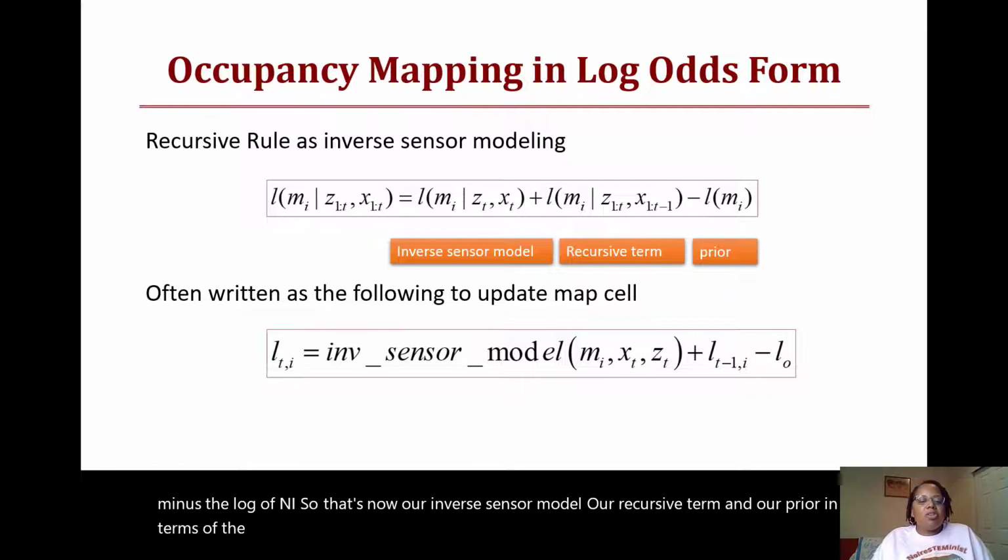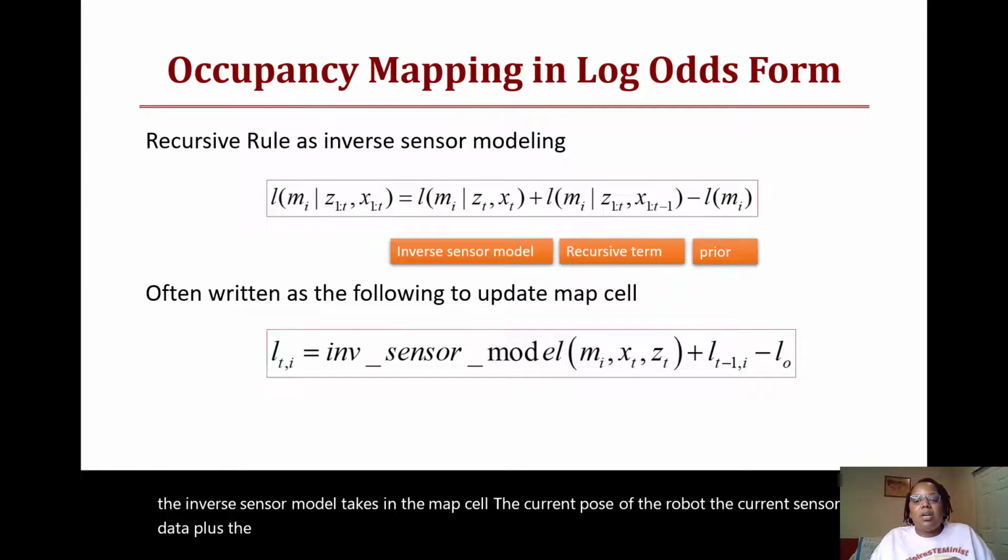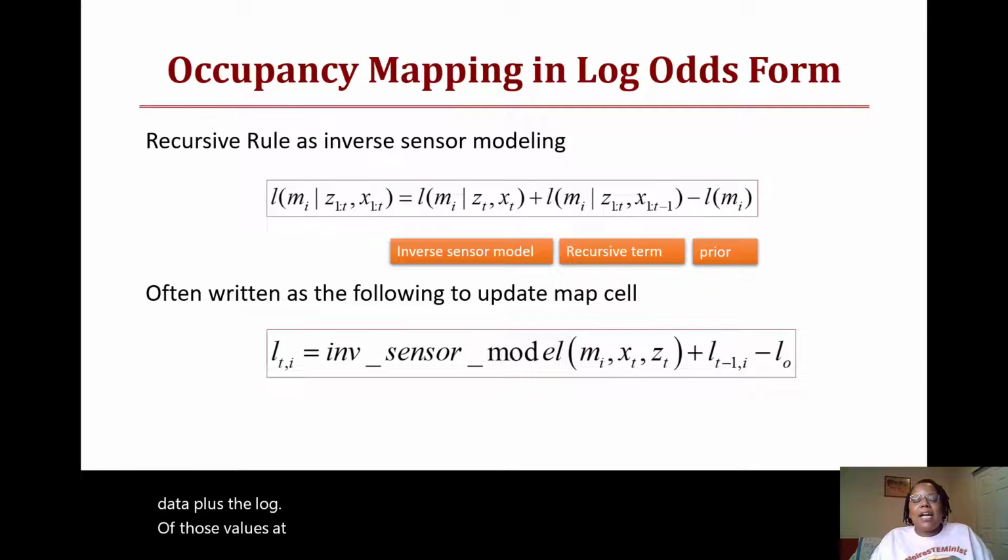So this can also be written as the following to update the cell, where the inverse sensor model takes in the map cell, the current pose of the robot, the current sensor data, plus the log of those values at that cell at t minus 1, minus the initial value of that cell, L naught.